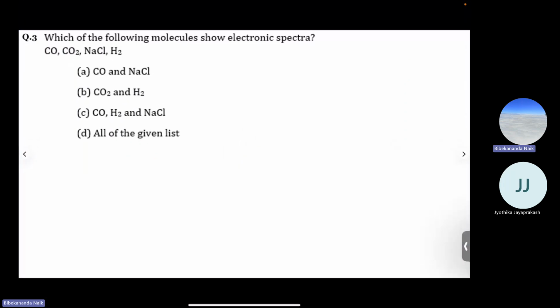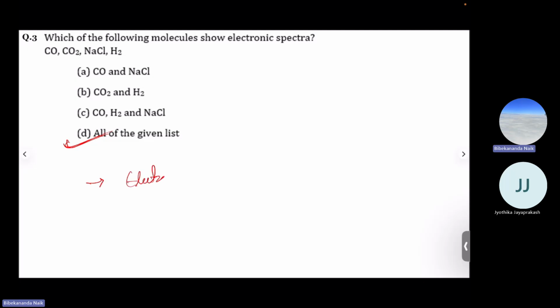So, as we have already discussed in the beginning of today's session, in case of molecules, the electronic transitions lead to the electronic spectra, because electronic transitions are always accompanied by a change in dipole moment. So all the molecules give electronic spectra. So the correct option will be all of the given list, because why?